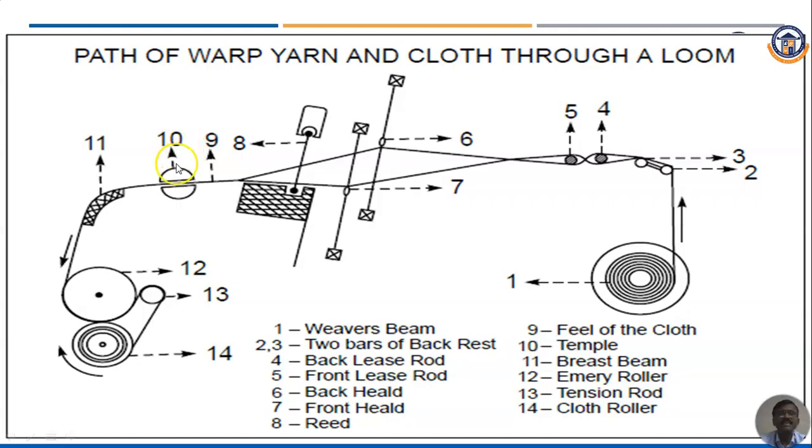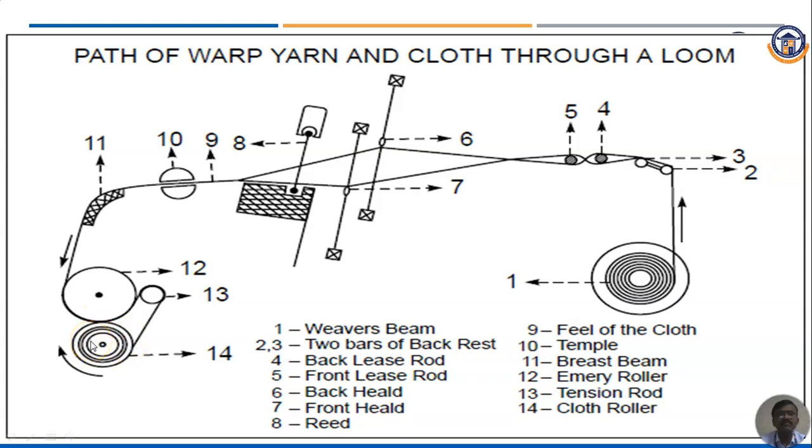Then number 10 is the temple. The main work of the temple is that after converting into a fabric, there may be a contraction of yarns due to crimp in the warp and weft yarn. To avoid this, we use the temple. The fabric passes over the breast beam. Then it comes here. Number 12 is the emery roller, or we can call it the take-up roller. Then it is wound on the cloth beam. Here the final fabric is obtained.